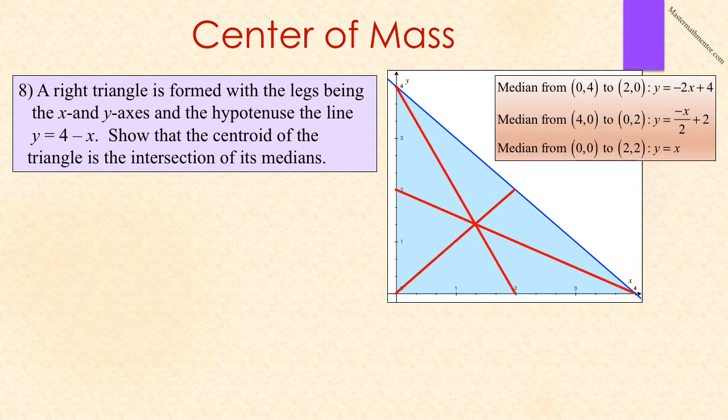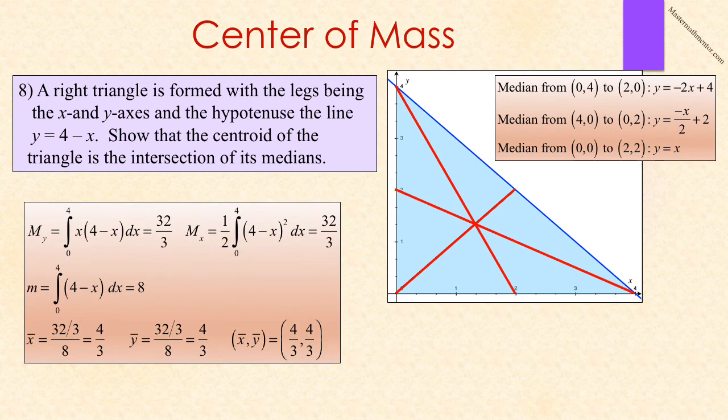In a triangle, the median is a line that goes from any vertex to the opposite side. So the median from the point 0,4 to the point 2,0 is the line y equals negative 2x plus 4. The median from the point 4,0 to the point 0,2 is the line y equals negative x over 2 plus 2. And the median from the point 0,0 to the point 2,2 is the line y is equal to x. They clearly intersect at one point. We would like to show that that point is the centroid of the triangle.